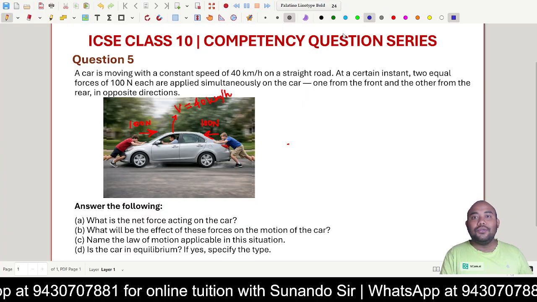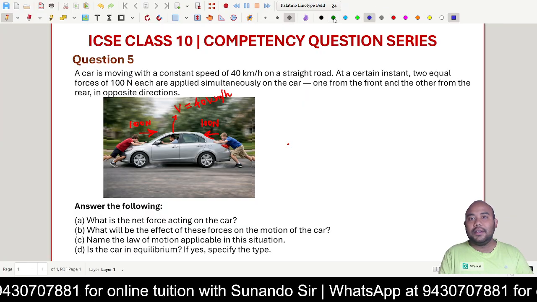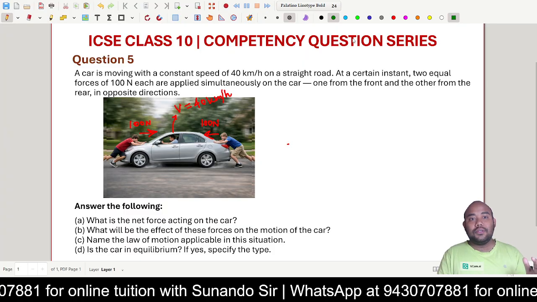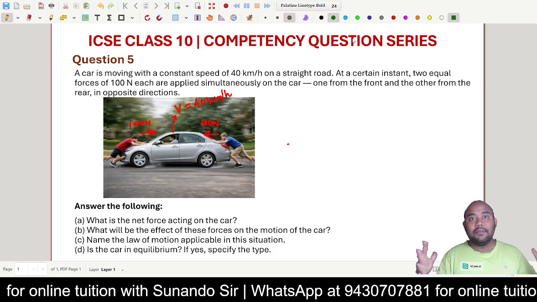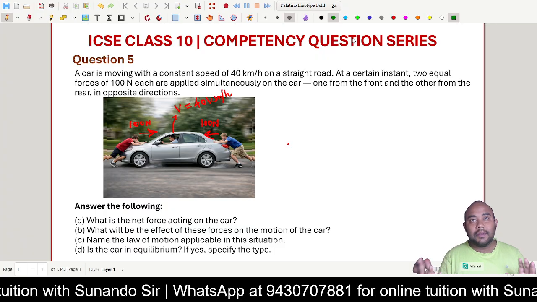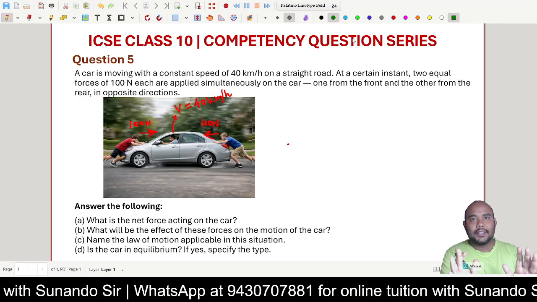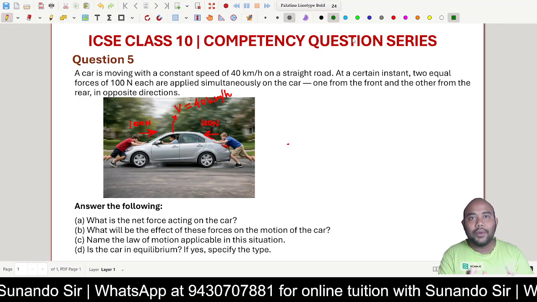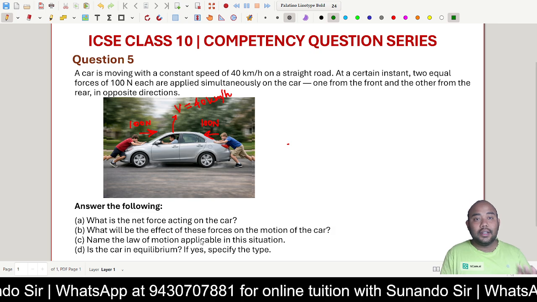It's dangerous to do so. You should never do this experiment. It's very dangerous because the car is moving, and you should never come in front of a moving car and start pushing it, or start pushing it from behind also. But then let us understand only from the perspective of a question. You should not do it in real life.